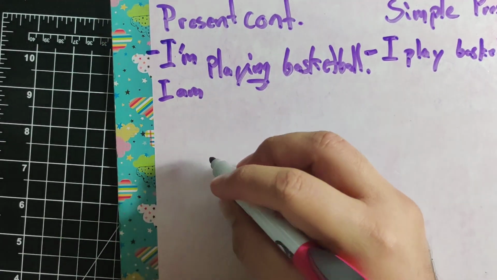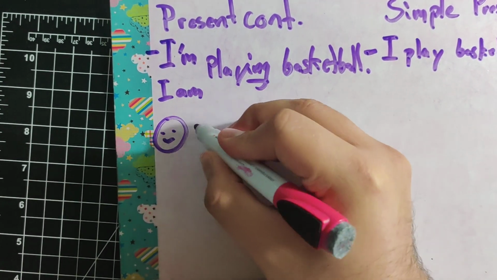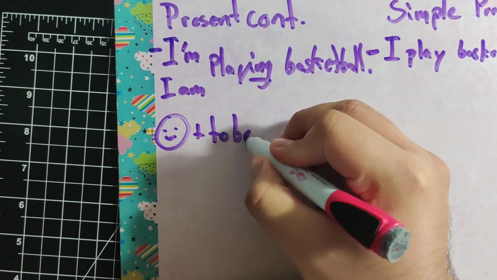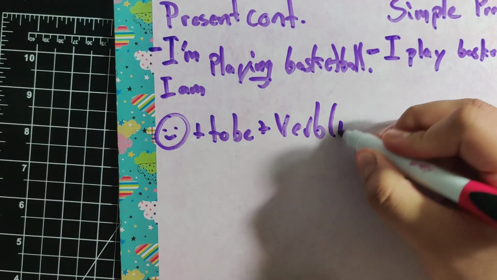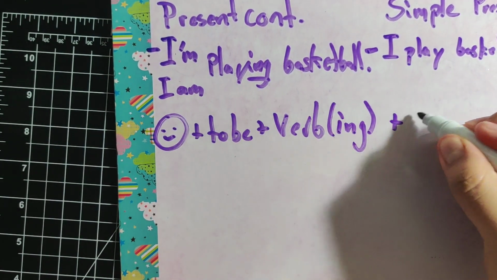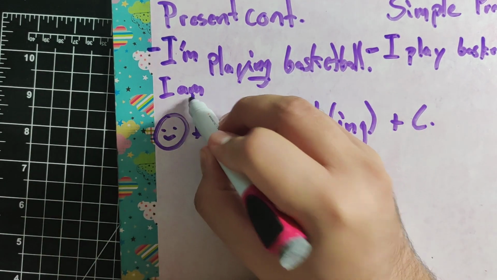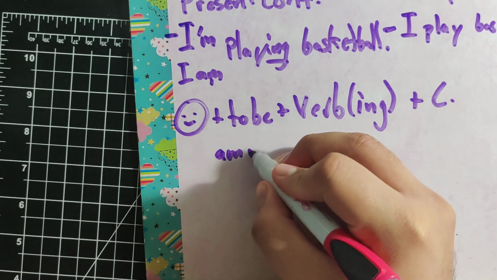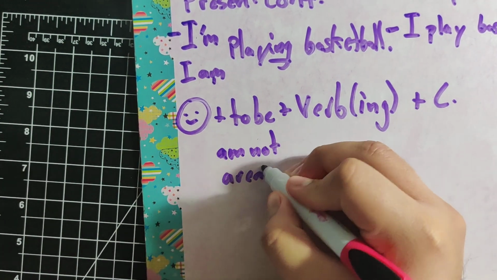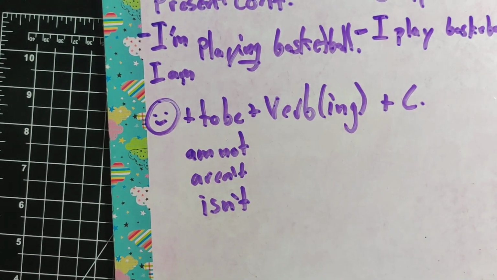Let me put an example. Well, first, let's see the structure. As you guys can see, the structure is pretty simple. Subject, verb to be, verb, but, as you can see, with ing. And then it's the complement. That is a simple sentence. In negative, all you have to do is just put the verb to be in negative. You remember how to? I hope you do. It could either be am not, aren't, or isn't. It could be any of those. Okay?